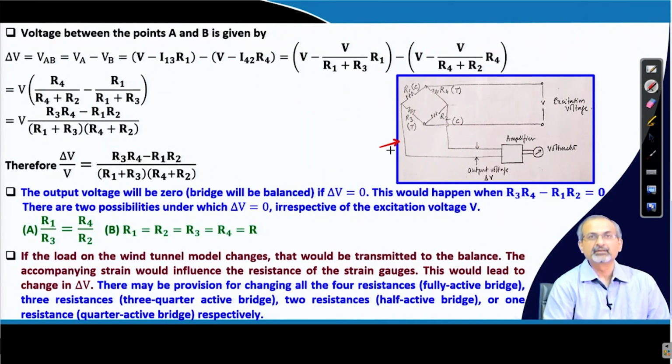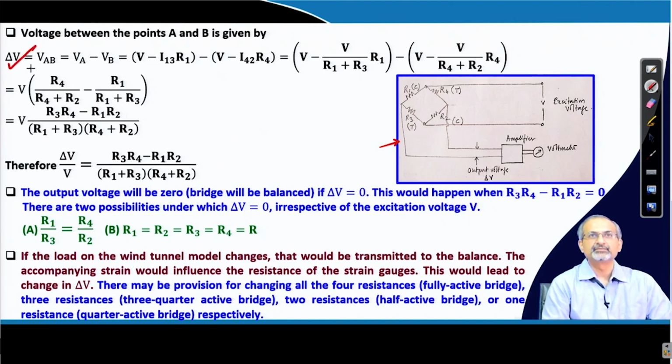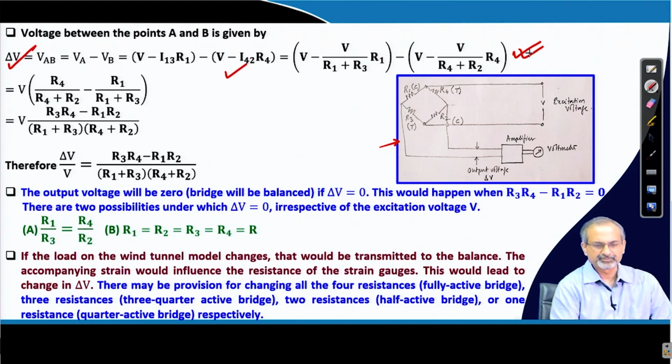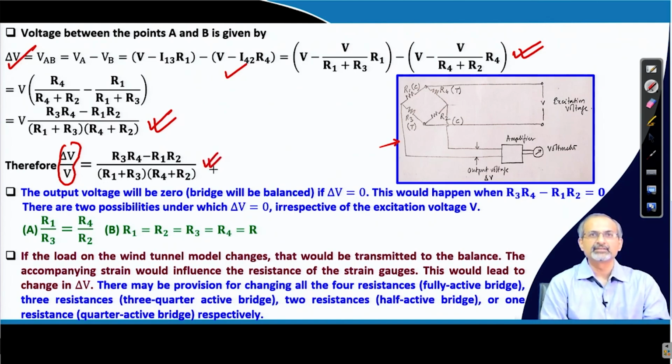We keep the circuit diagram available with us here, and we continue to calculate the VAB, which is the difference between the potentials VA at A and VB at B respectively. So, if you do the mathematics here, you get this expression. Finally, on simplification, you get an expression like this, and finally, a ratio of delta V by V, that means the output voltage from the bridge by the excitation voltage, that would be given by this expression containing all the resistance values in the Wheatstone bridge.